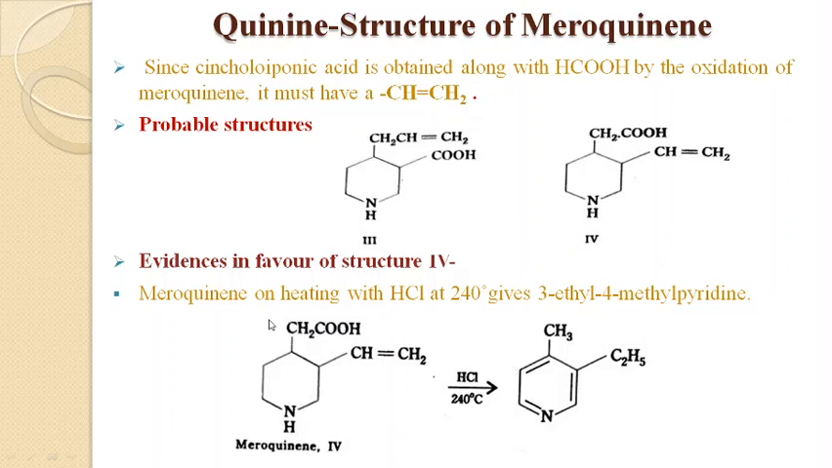The evidence is that meroquinine on heating with HCl at 240 degrees centigrade forms 3-ethyl 4-methyl pyridine, which is only possible with structure 4, where the vinyl group CH=CH2 is present, which converts into an ethyl group, and here it converts into the methyl group.